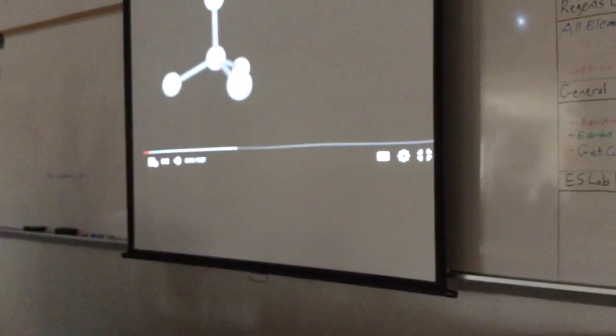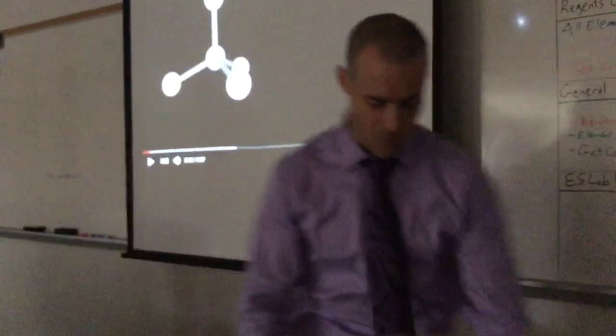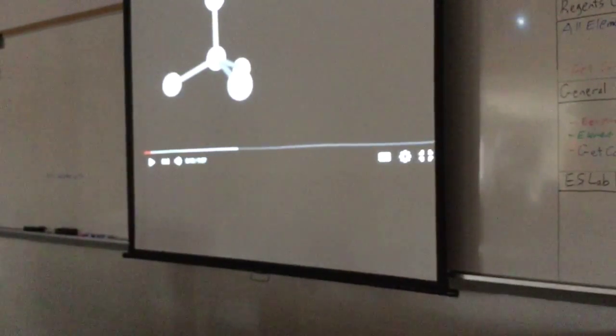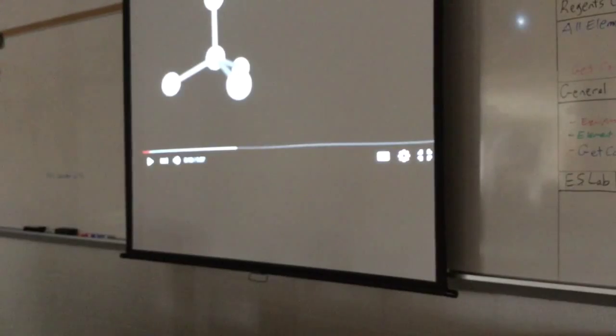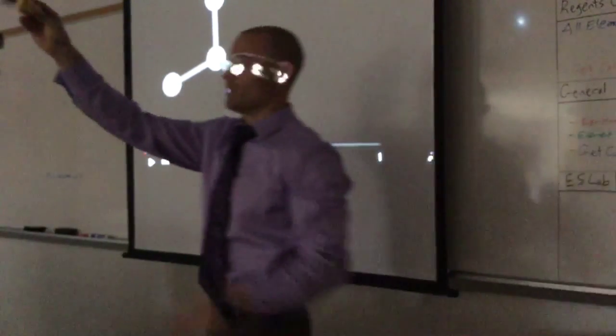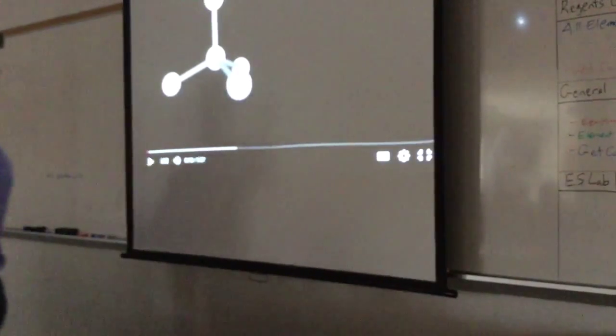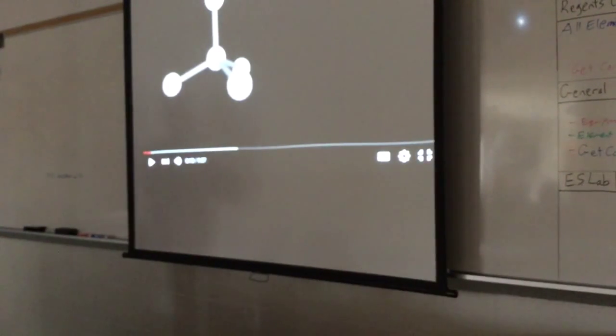The first allotrope of carbon we will discuss is diamond. That is the simplest form of diamond. It's called tetrahedral. It looks like this, okay?